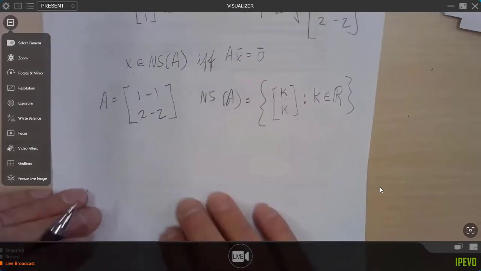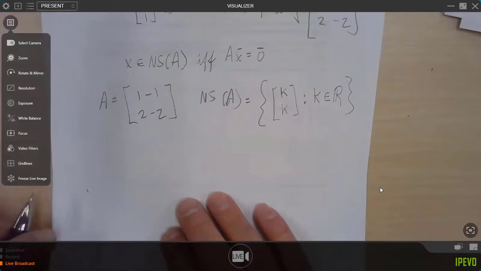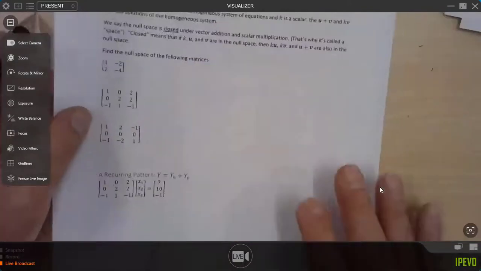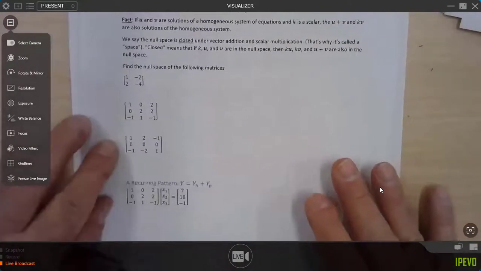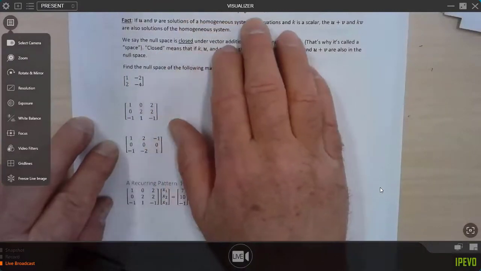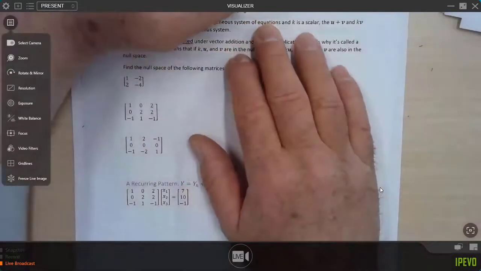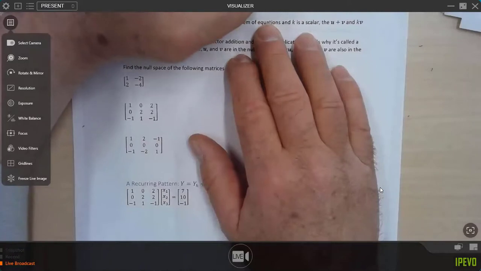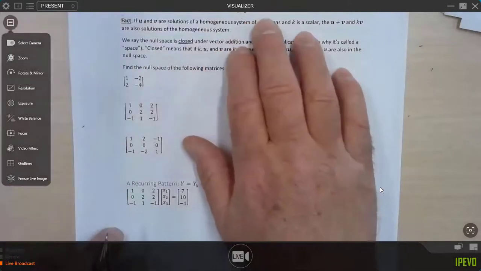So what is the null space of a matrix? It's the set of all vectors that have this property: A times X is the zero vector. That is what this says. The null space of A is the set of all vectors X satisfying A times X equals 0. Those are boldface, hard to see in the printing, but those are vectors.